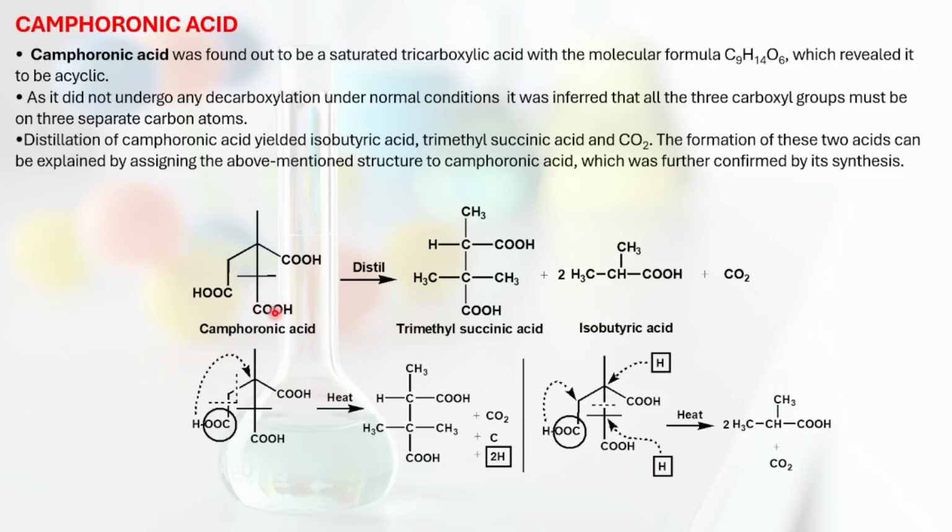Distillation of camphoronic acid yielded isobutyric acid. Here is the compound isobutyric acid, and trimethyl succinic acid. Here is trimethyl succinic acid and the carbon dioxide. The formation of these two acids can be explained by assigning the above mentioned structure to camphoronic acid, which was further confirmed by its synthesis.